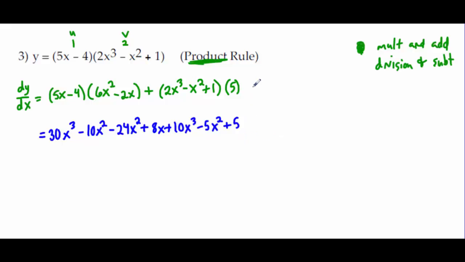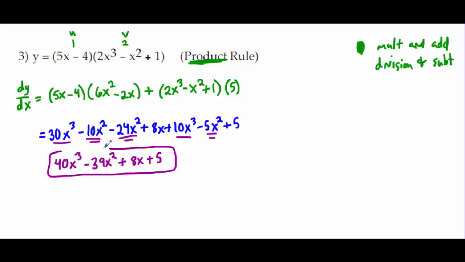So I'm going to add some like terms here. There is 30x cubed and 10x cubed, which is 40x cubed. Then negative 10x squared, negative 24x squared, and negative 5x squared will give us negative 39x squared. And then I just have plus 8x and plus 5. All my like terms are added together, so this should be my answer.